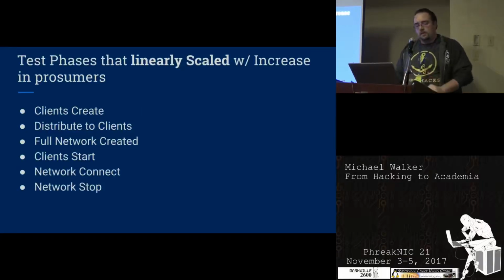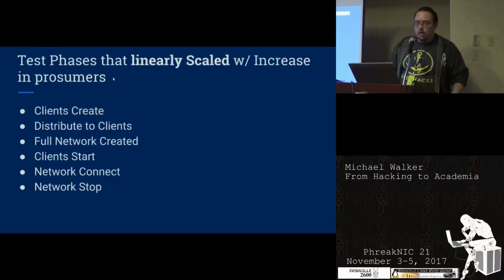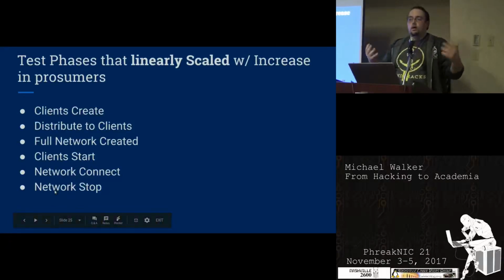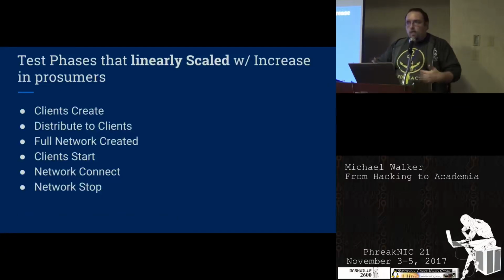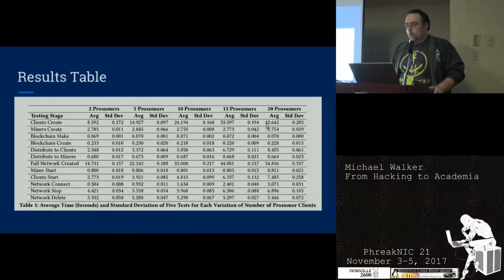These test phases scaled linearly, and these ones remained relatively static. Now you'll notice clients creating. Well, the more clients I'm going to create, the longer it's going to take. Distribute to clients, full network created, network connect, start the clients, and stop the network, where it connected to every individual client. So it makes sense that every individual client you connect to is going to take longer. But you come back here and you see clients create. For 20, it took 42 seconds total.